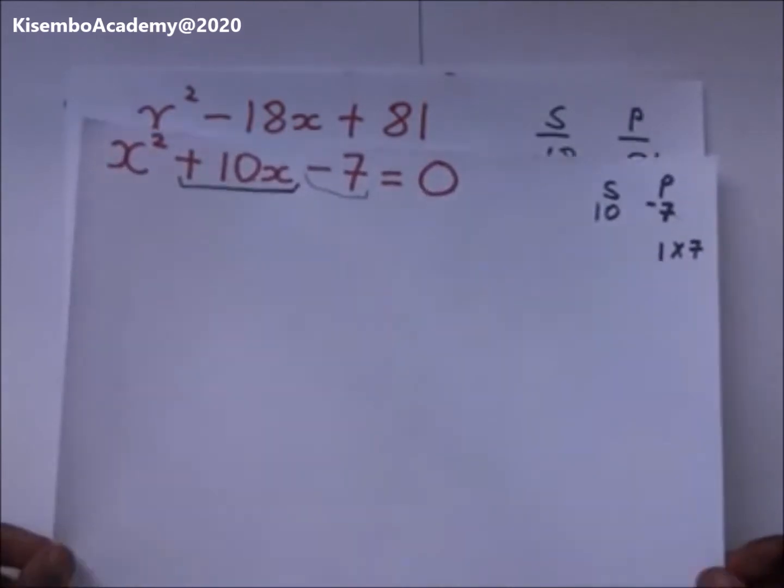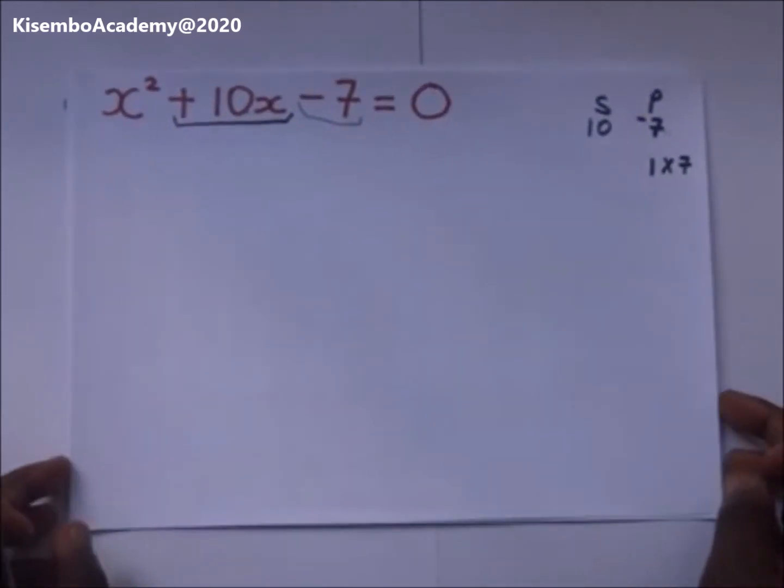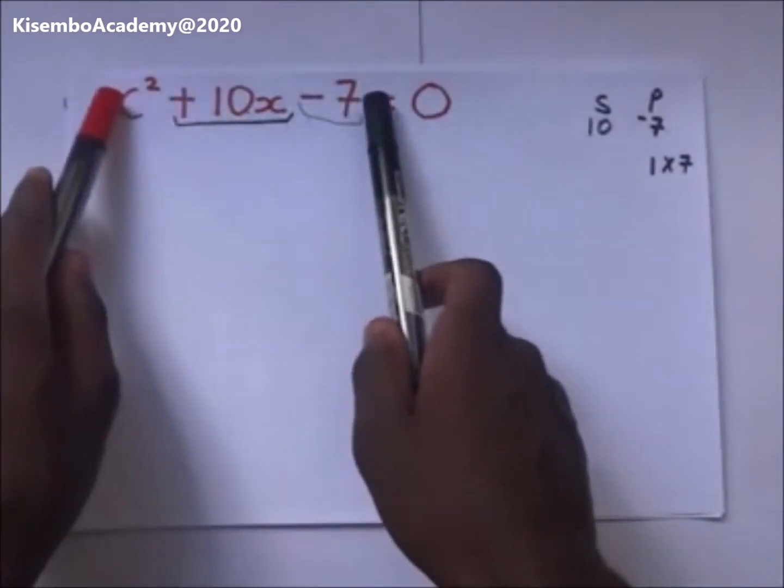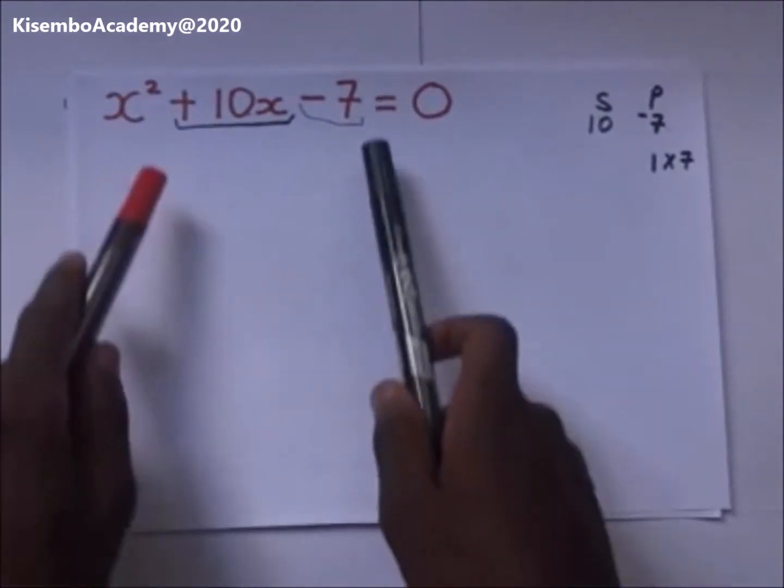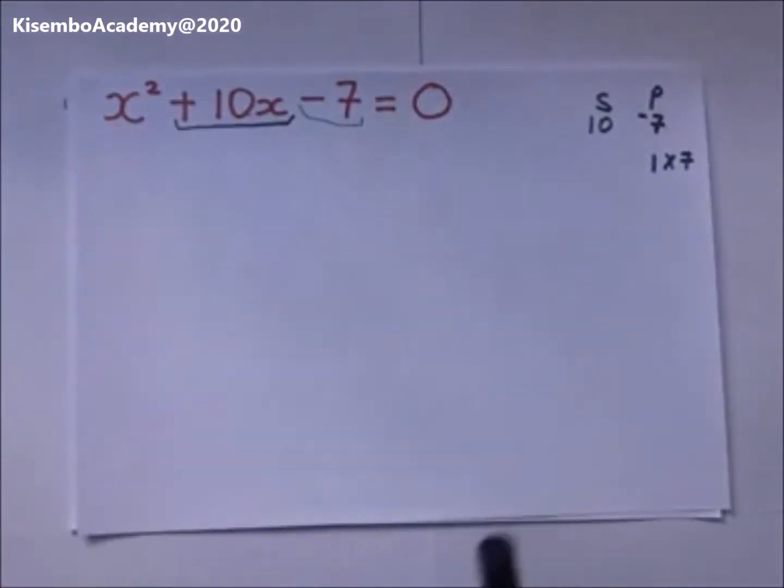So our main purpose of trying to complete squares is simple: to make this side of the equation a perfect square. And when we make this side of the equation a perfect square, then we are able to solve the quadratic equation and find the values of x. So we'll go ahead and begin our working.